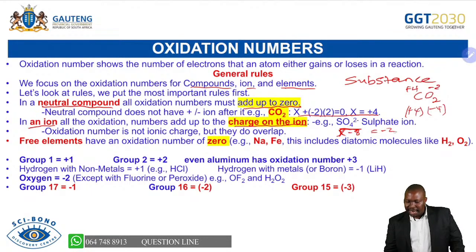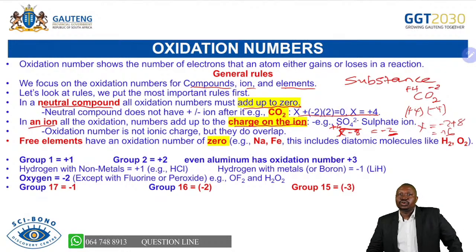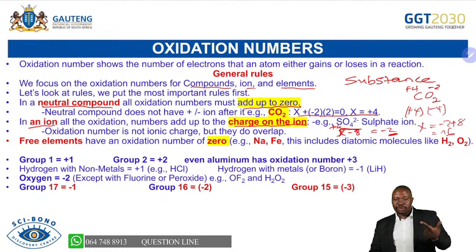The answer must be -2. Then you can solve for x, where x will be equal to -2 plus 8, and that gives you +6. So you know that for sulfur, the oxidation number will be +6, because the final answer must always add to the charge on the ion, which is -2. So I hope you got that and you would utilize that.